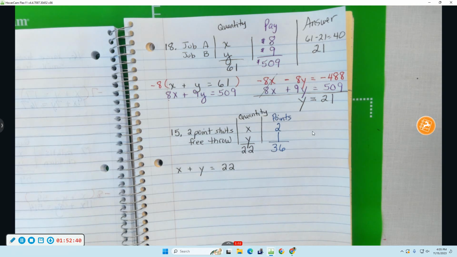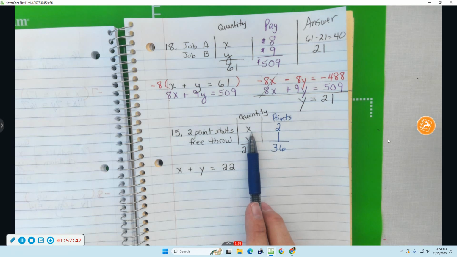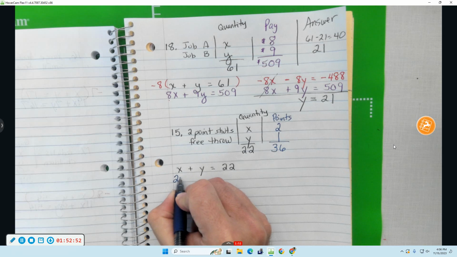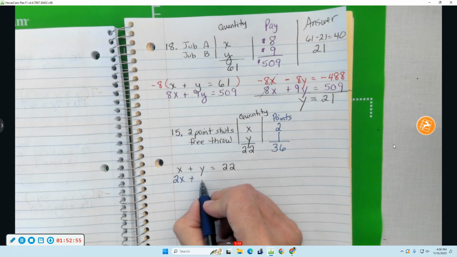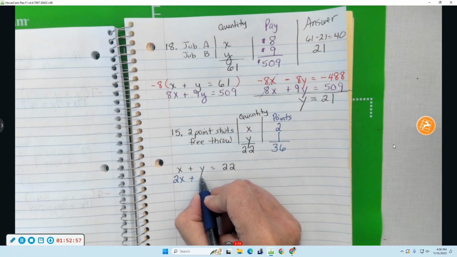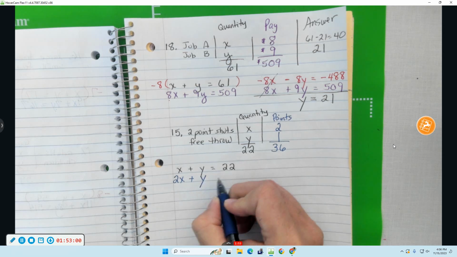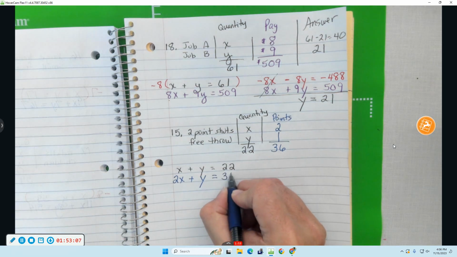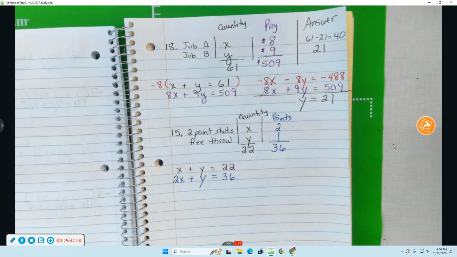So how many points did he get from all of those 2-point throws? 2 points each times the number of throws. So 2x plus, how many points did he get total from the y free throws? y, just 1 times y is y. Adding those together, that better give us 36. Okay. Any questions on our logic, how we set up those equations?